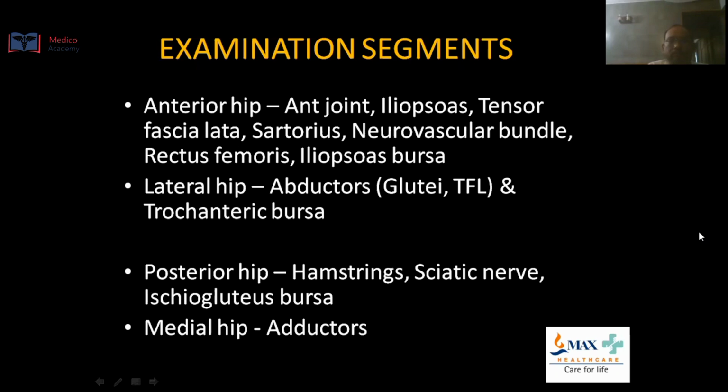While doing the ultrasound of the hip, the various segments need to be evaluated: anterior hip, lateral hip, posterior hip, and the medial hip. Anterior hip, we need to see the anterior joint, iliopsoas tendon and the muscle, tensor fasciae latae, sartorius, neurovascular bundle, rectus femoris, and the iliopsoas bursa. Lateral hip, we need to see the glutei and the tensor fasciae latae, and the trochanteric bursa. Posterior hip, we will need to see the hamstrings, sciatic nerve, ischiogluteal bursa, and in the medial hip, the adductors.